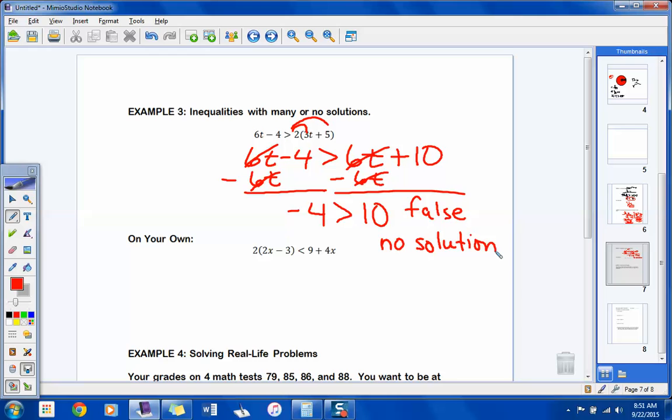So let's look at this on your own one together. Guys, help me distribute on the left. What's 2 times 2x? 4x. And 2 times -3 would be -6, wouldn't it? What are going to happen to the 4x's on both sides when I get rid of 4x on one side? It's actually going to drop out on both sides.